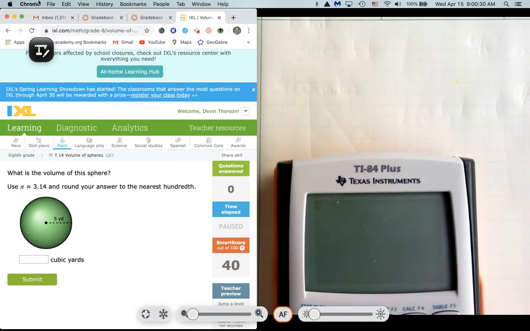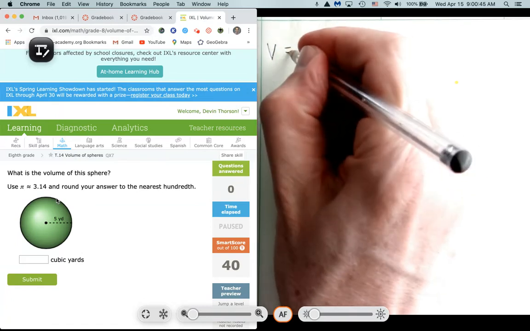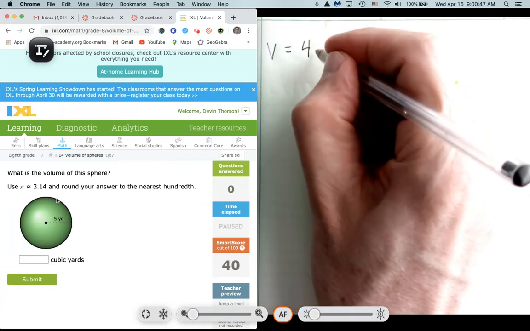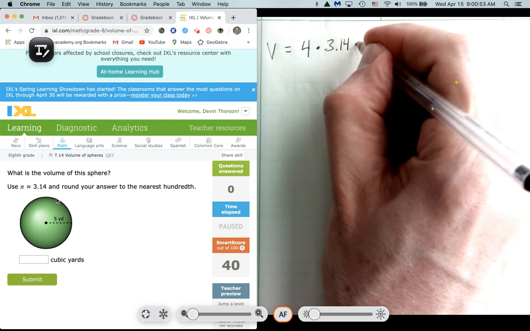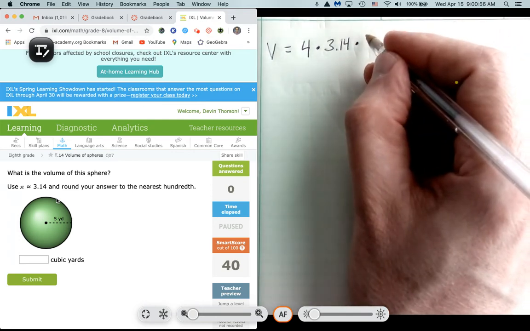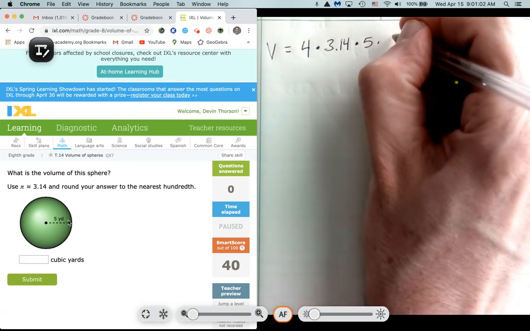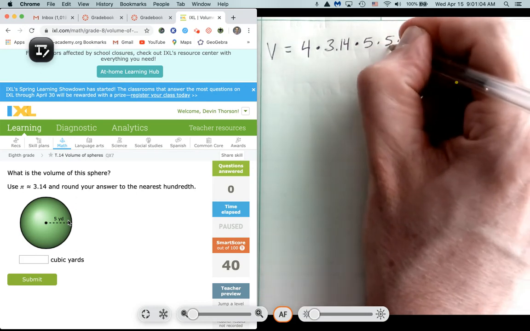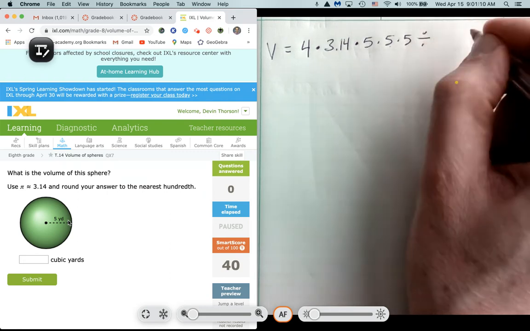Right here, we have a sphere. What is the volume of this sphere? Since I'm doing volume, I'm going to be doing that 4/3 pi r cubed. So my volume equals 4 times 3.14 times my radius, which according to this problem is 5. So I times it by 5, and I do that 3 times, 5 times 5 times 5. And then I'm going to divide by 3.